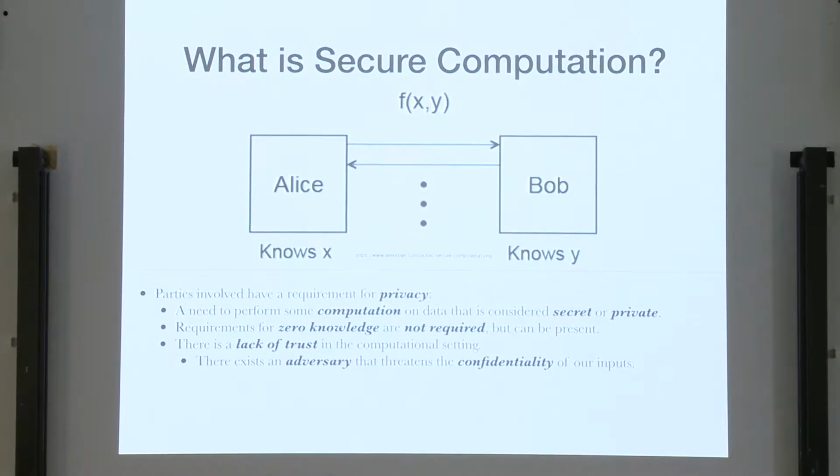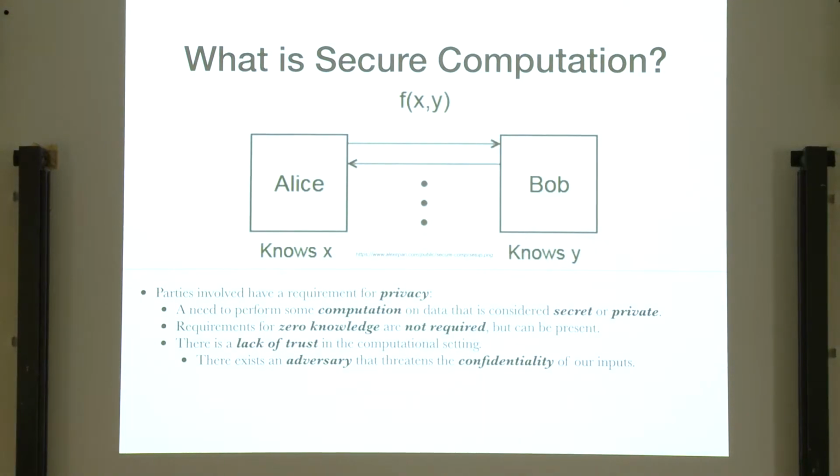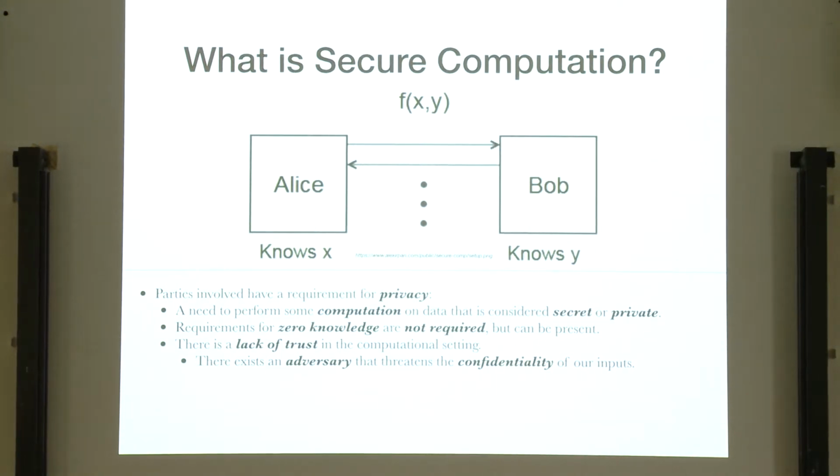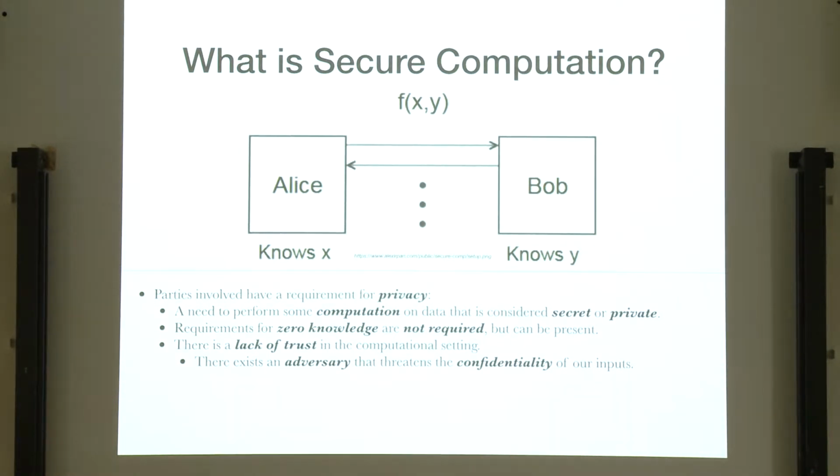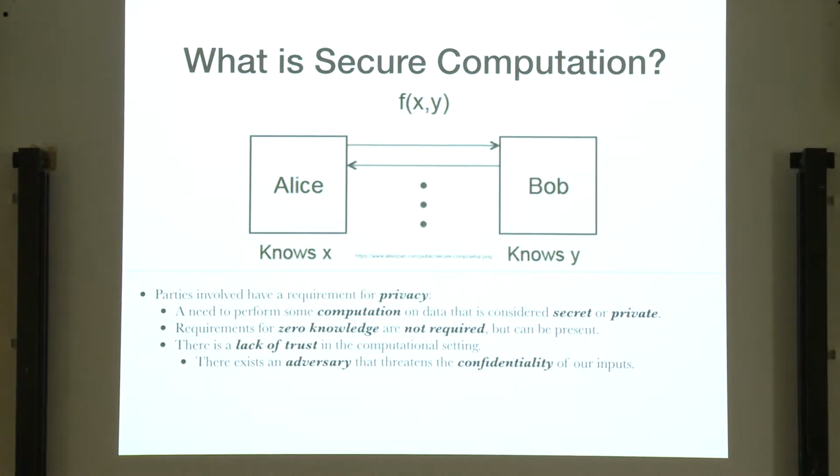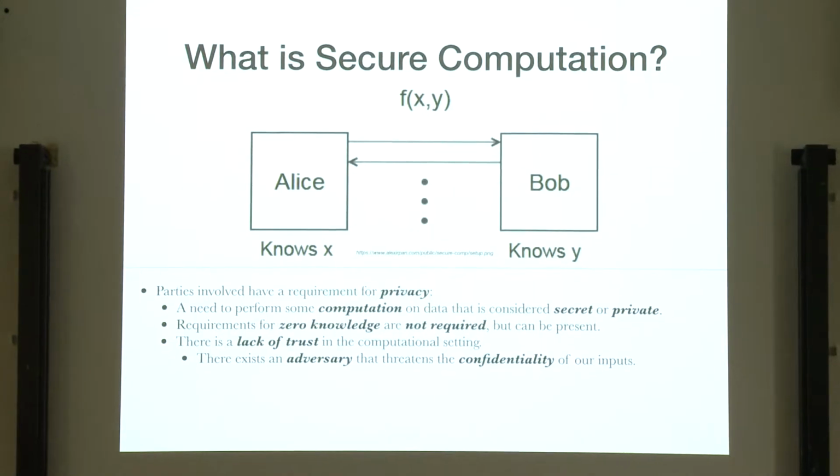So what does this mean for secure computing in general? Parties involved have a requirement for privacy to some degree. Usually they have a need to perform some computation on data that is considered secret or private. Requirements for zero knowledge are not required, but can be present, meaning we don't want to reveal some information in that computation, so some of the information on those variables. Sometimes that requirement is there, sometimes it's not. But in general, in secure computation, there is a lack of trust in the computational setting.